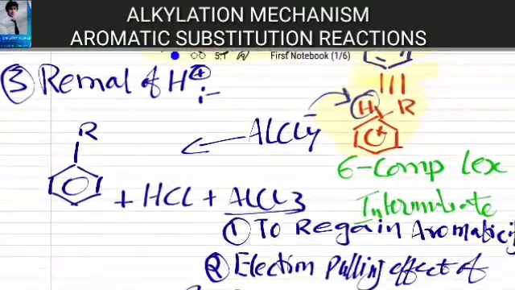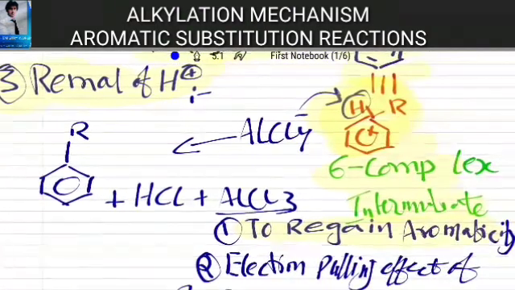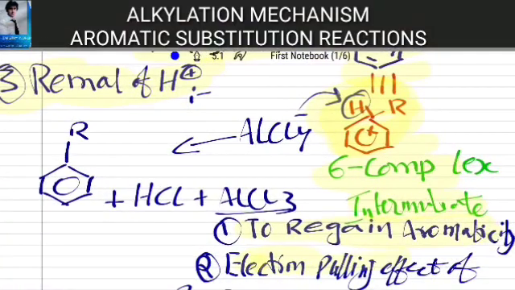And the third step is removal of H positive from this sigma complex intermediate. This H is removed to regain aromaticity, due to the electron pulling effect of the ring and due to the presence of a base which attacks the H positive, and we get our product plus HCl plus the catalyst returned.